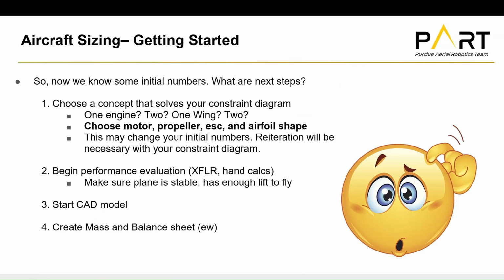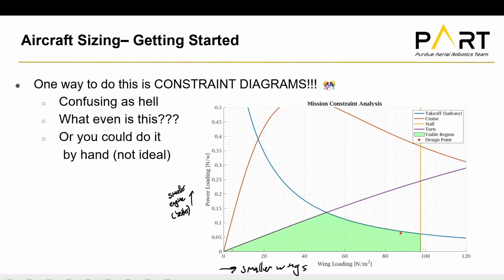Okay. So getting started, right? We know some initial numbers. We have our power loading, which remember is our weight divided by power. Okay, and we have our wing loading, which is our weight divided by our wing area. So now, because we already have that weight estimate, we can plug that in for our weights, and this will spit out the amount of power required. Okay, and this will spit out the wing area required.